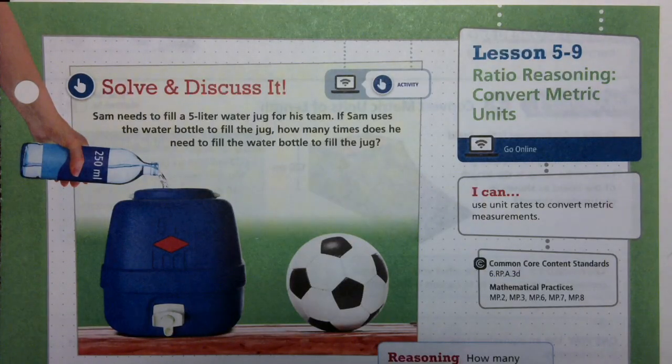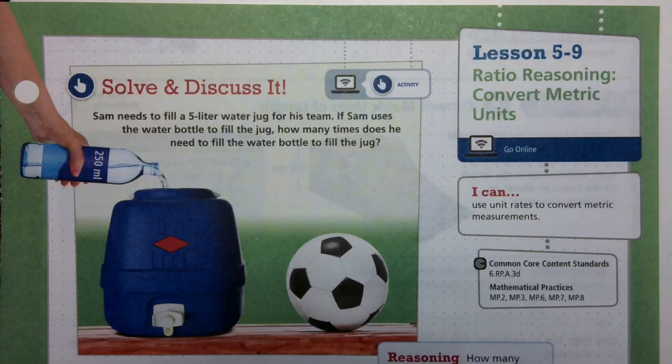All right, students, this is lesson 5-9. I need you to get your pages torn out of your book, 321 through 325. We're going to be using conversion factors and converting within the metric system today. So we're going to change metric to metric.